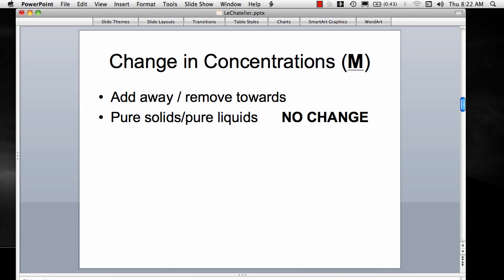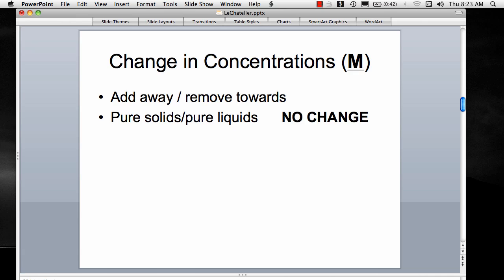Change in concentration. This is also true for change in temperature. There's a little saying: add away, remove towards. If you add a compound and it happens to be a reactant, then LeChatelier is going to predict, since you're adding something, equilibrium will shift away from what you added. So if you add a reactant, it's going to shift away from the reactant. It's going to shift towards the product side. So we say, if you add a reactant, LeChatelier will predict it'll shift right and make more products.